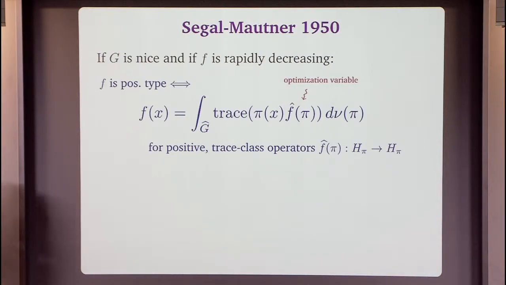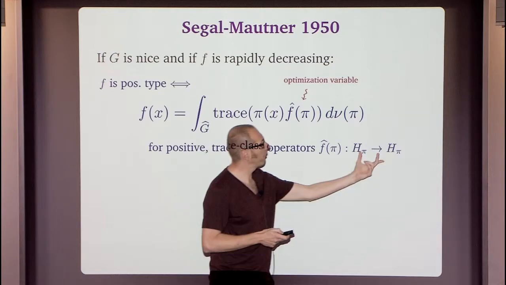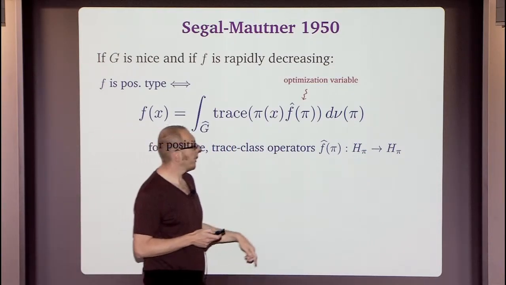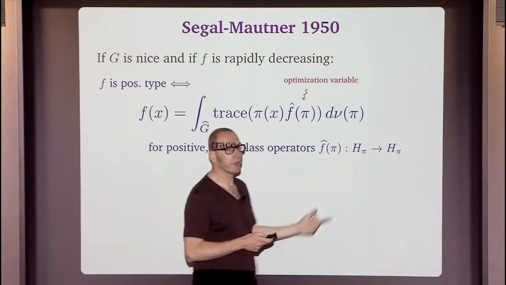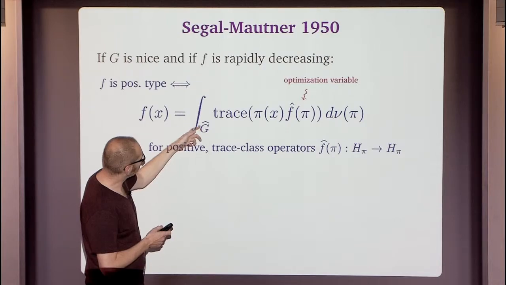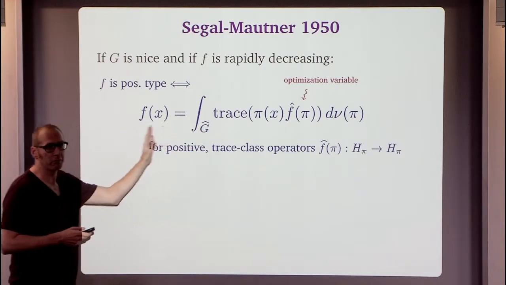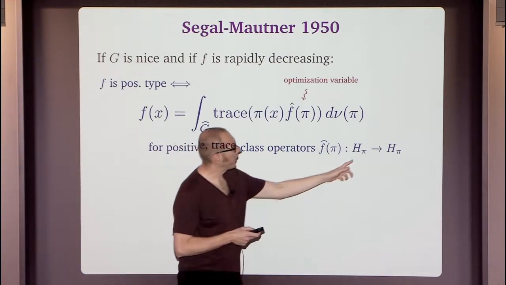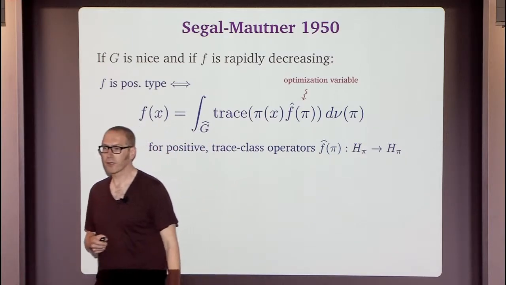Some more words. I mean, it can happen that these things are finite dimensional. For example, if the group is compact, then the H pi's are finite dimensional, and then the integral is also an infinite sum. So it's kind of an easy thing to do. But it can happen, and it will also happen, that these H pi's are infinite dimensional objects.